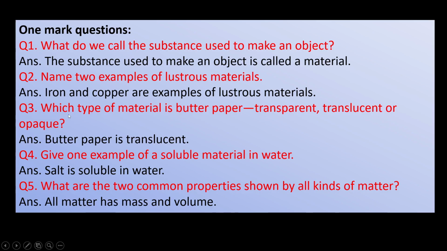Question number 3. Which type of material is butter paper: transparent, translucent, or opaque? Butter paper is translucent. Question number 4. Give one example of a soluble material in water. Answer. Salt is soluble in water. Question number 5. What are the two common properties shown by all kinds of matter? Answer. All matter has mass and volume.